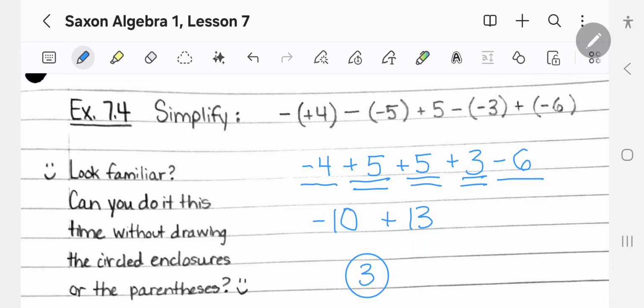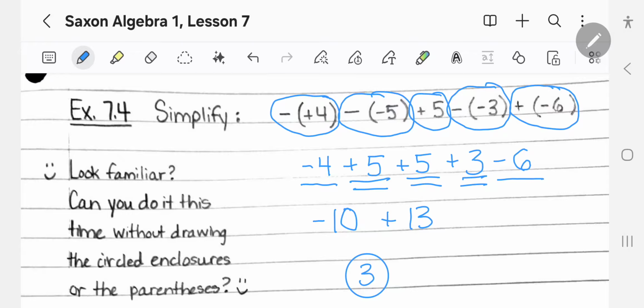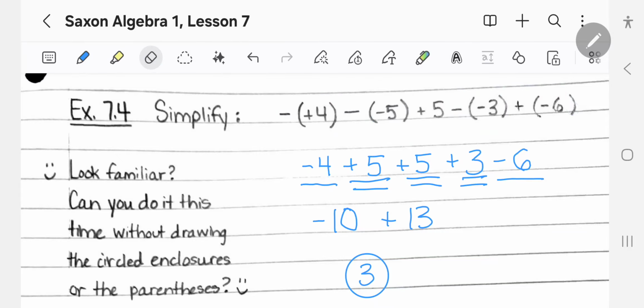So you can look back at the first time I did this problem in the earlier example, example 7.1. If this is new to you, if you're struggling with it, yes, certainly. Circle everything, write the enclosures, the circles here, and then show those steps going down. But if it's making sense to you, you've had enough practice with it, maybe you can go ahead and do it without that. Or maybe after a couple homework sections, you'll be able to do it without that. But it's a good goal to get to the point where you don't have to show those.